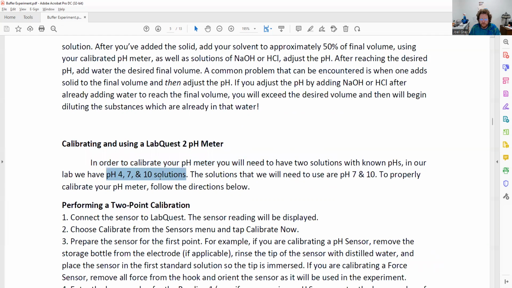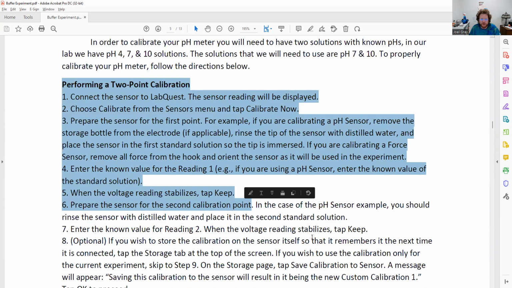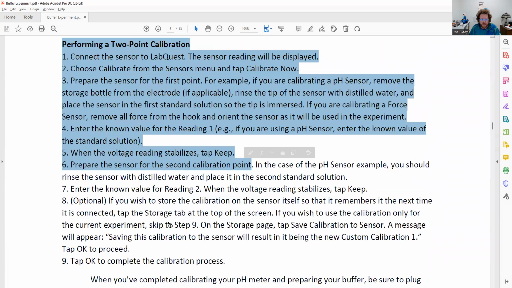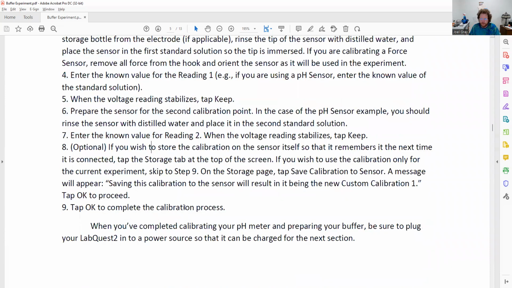We're going to have buffer solutions of 4, 7, and 10. The solutions that we'll need to use today in lab are 7 and 10. Now here's the directions for how to calibrate your pH meter. Okay. Once you've done that, go through that process.